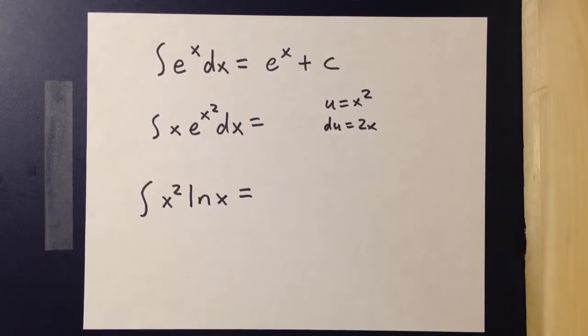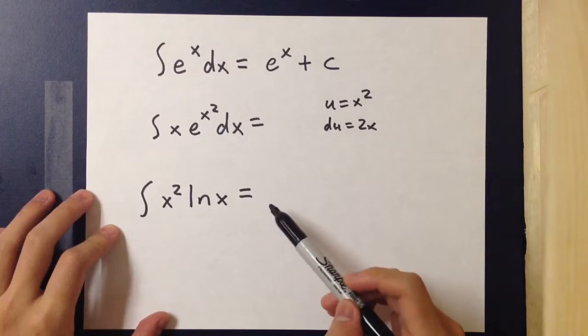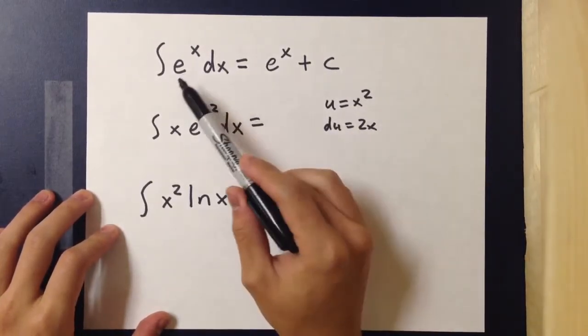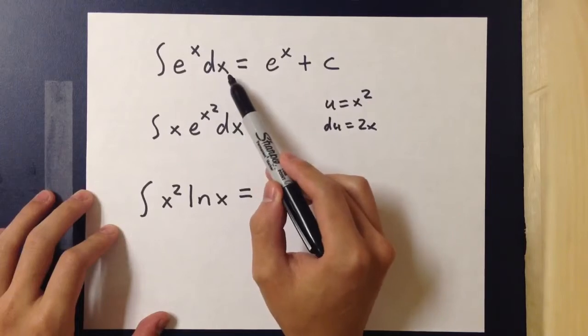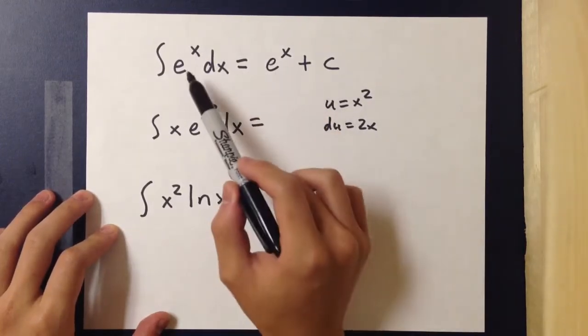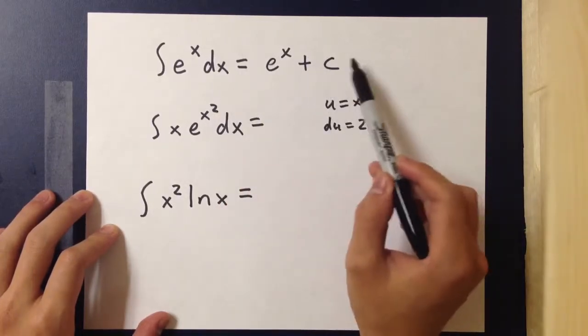Today we'll be talking about integration by parts. So here you can see three different problems which require you to do indefinite integrals. The first one, the integral of e to the x with respect to x, is easily solved through the antiderivative. The antiderivative of e to the x is still e to the x. And then don't forget plus c.